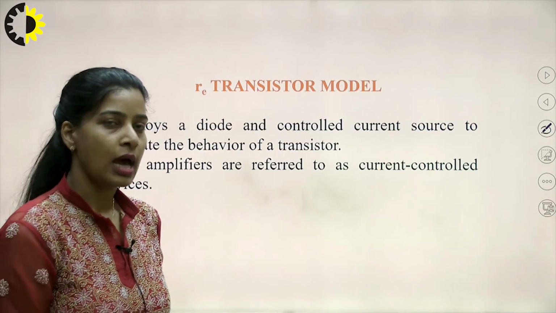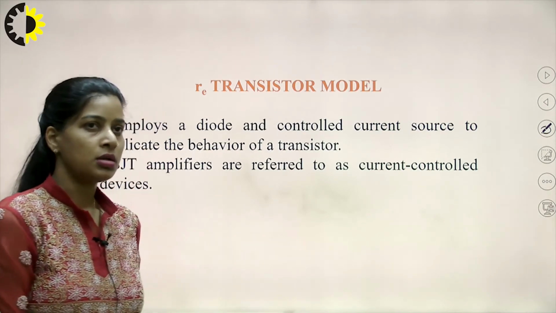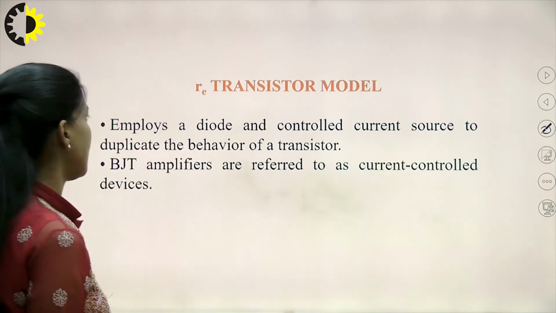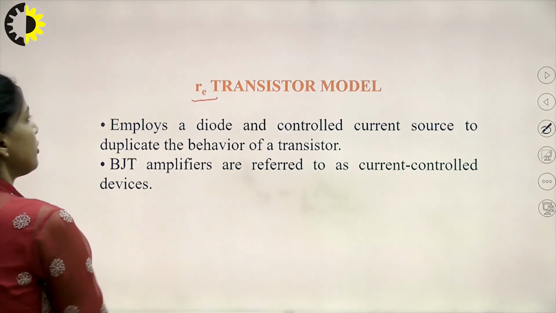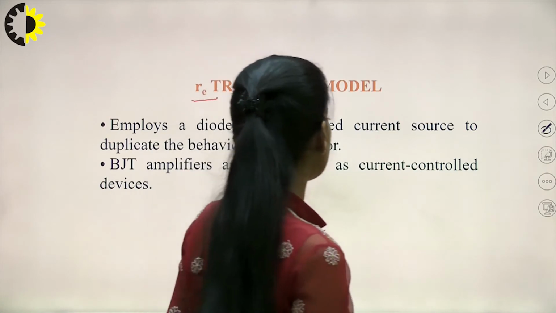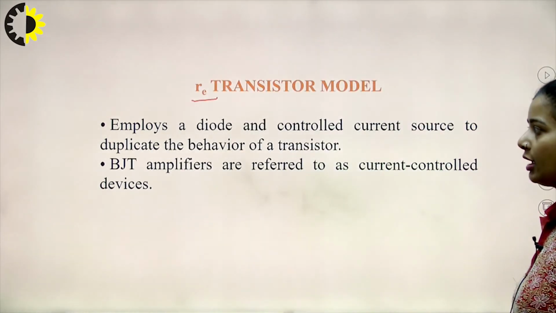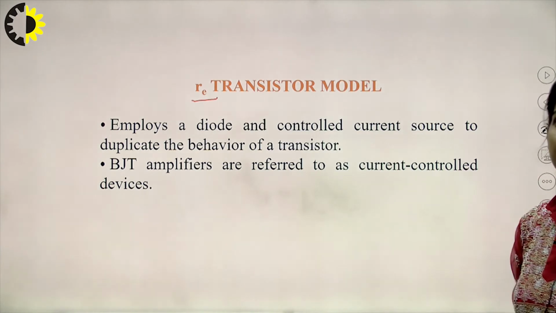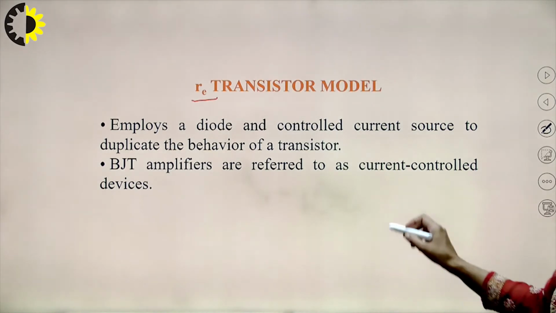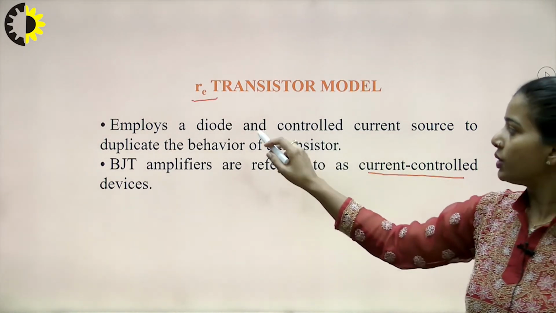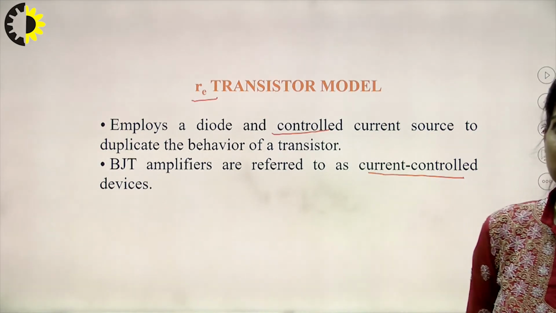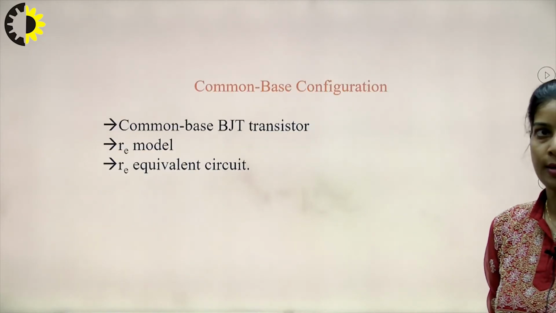Now coming to the re transistor model, that we can use for the AC analysis of a BJT amplifier. How can we draw the re transistor model? By employing a diode and a current controlled source to duplicate the behavior of the transistor. As we have studied, a BJT amplifier is referred to as a current controlled device. So utilizing its features, we will try to model this BJT transistor into its equivalent model.